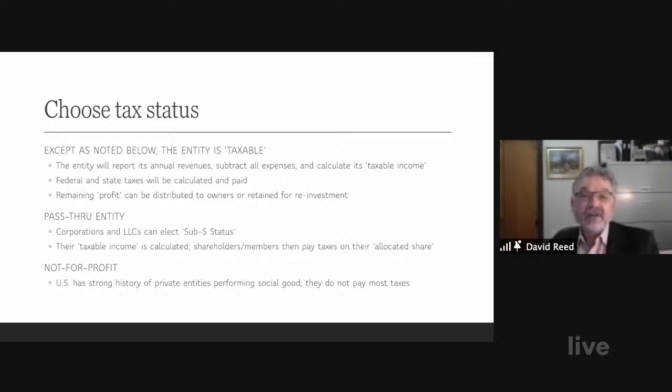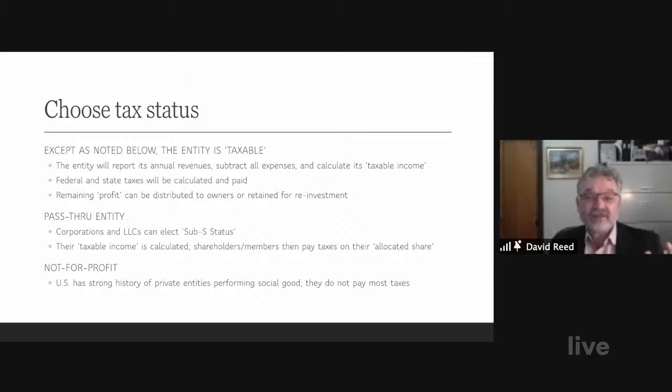Pass-through entity means the IRS, the Internal Revenue Service, our federal taxing authority, and the states will not charge income tax to that company, whether it's a corporation or an LLC, if they've chosen to have pass-through entity status. Instead, the profitability, the taxable income, gets distributed amongst the owners. For a corporation, we call that new corporation an S corporation because it's subchapter S of the IRS code. Small corporation, think of it that way.